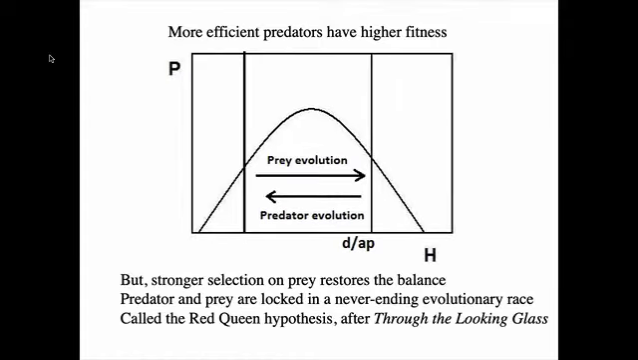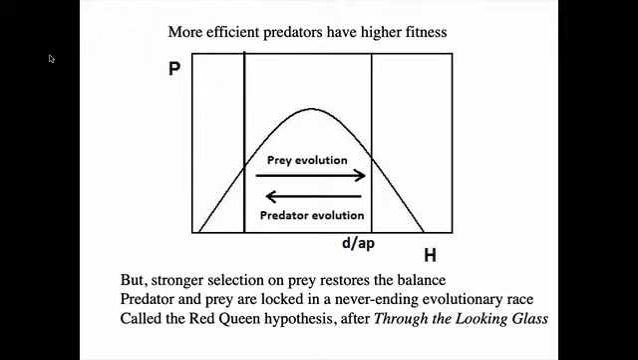So there is a balance between natural selection on the predator, always trying to make them better at catching their prey, and on the prey, always getting better at eluding their predators. Selection on the prey restores the balance. And what that means is that predators and prey are locked in a never-ending race to get better and better at dealing with each other.